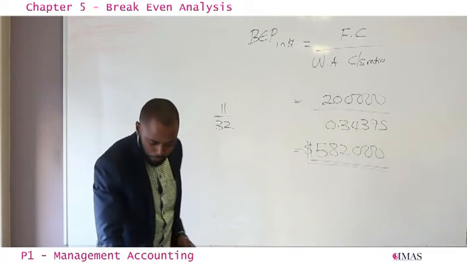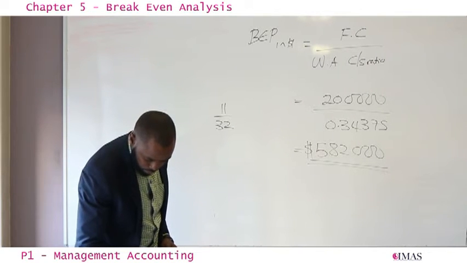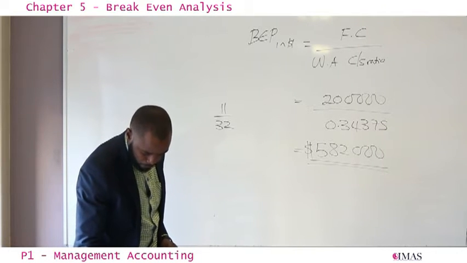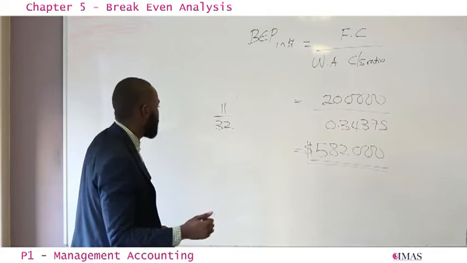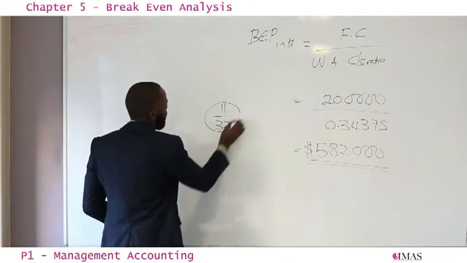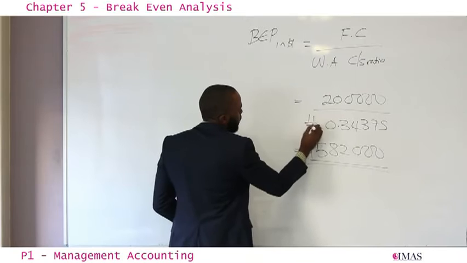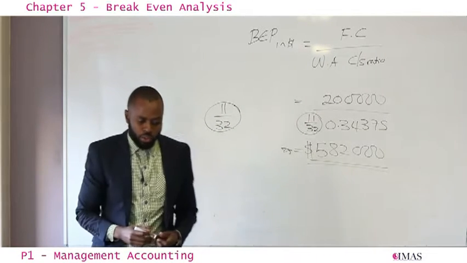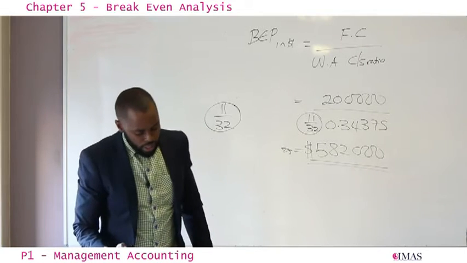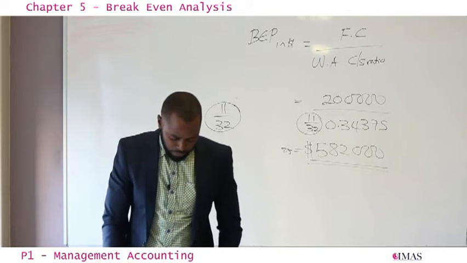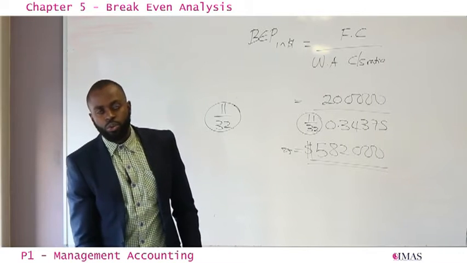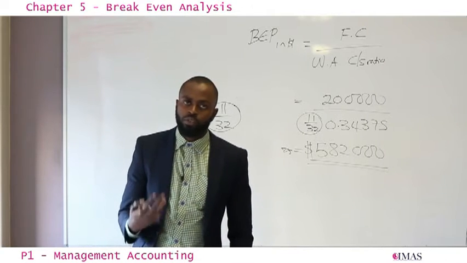Let me just check. Yeah, it was 11 over 32. So you can just keep it as 11 over 32. You put it here, so that you only round off on the final answer. So here the question said round it off to the nearest thousand. The answer will be 582,000 because it's 581,818. So that's how you calculate your weighted average contribution to sales ratio.